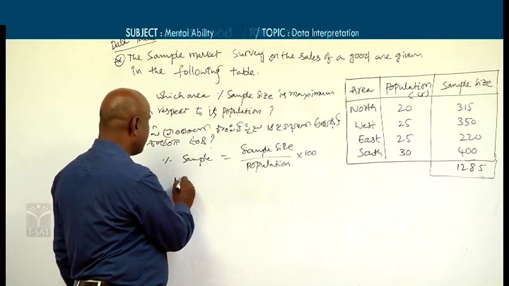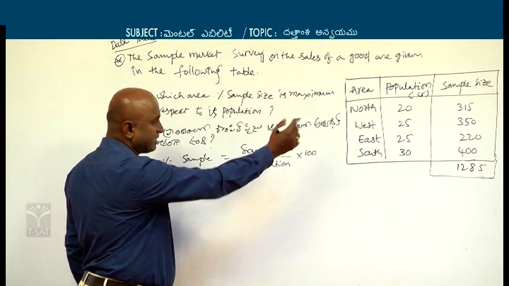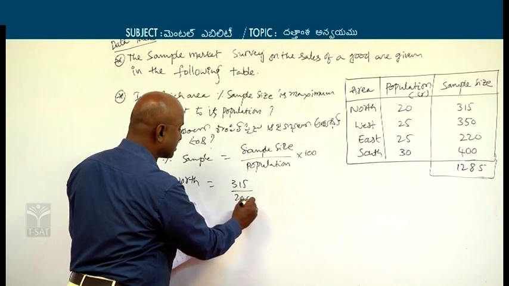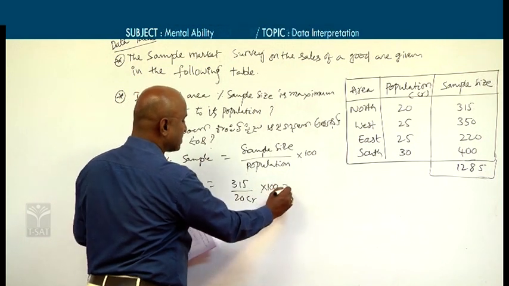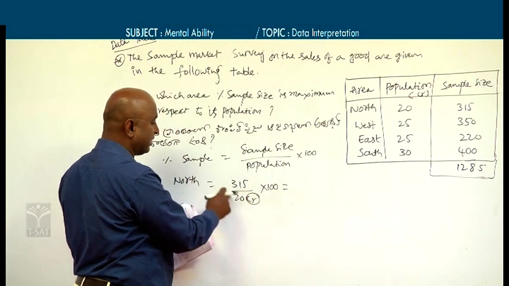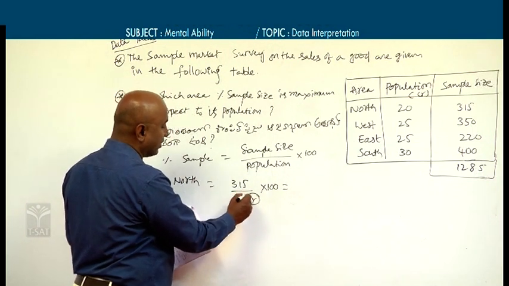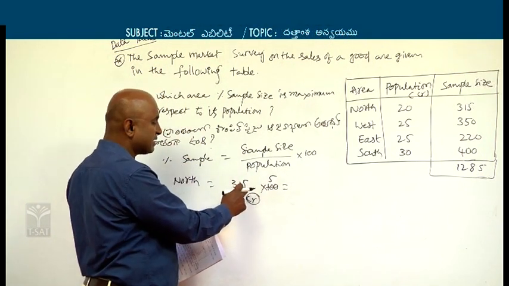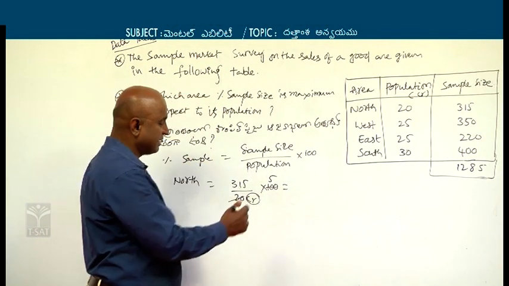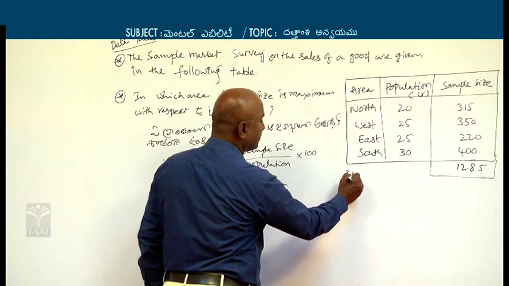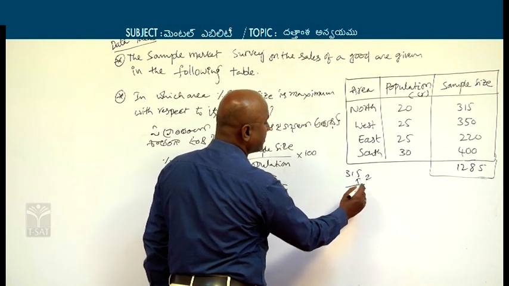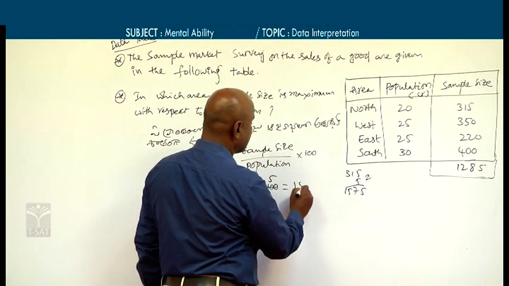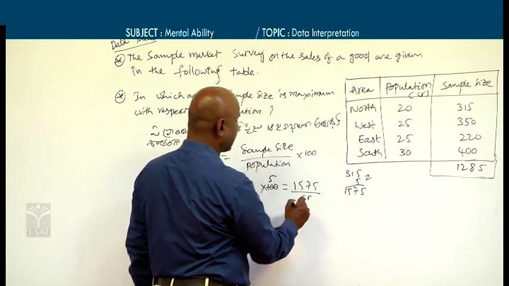Suppose we take North. North is equal to sample size 315 by population 20 crores into 100. So this crores will come commonly in all of them, so we will neglect this crores. So 315 into 5 is equal to: 5 5s are 25, 5 1s are 5 and 7, 5 3s are 15. So 1575 by 1 crore.